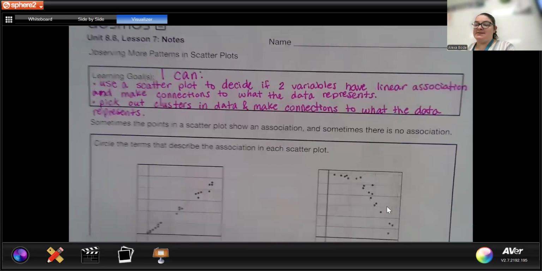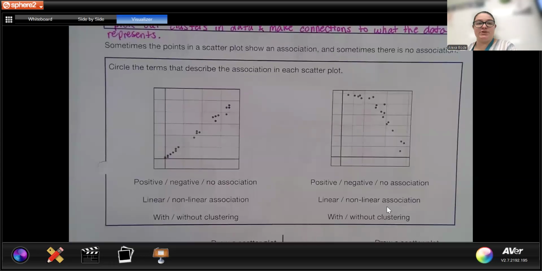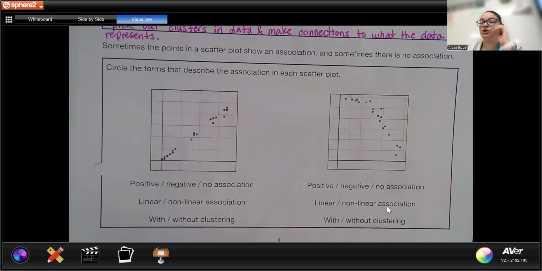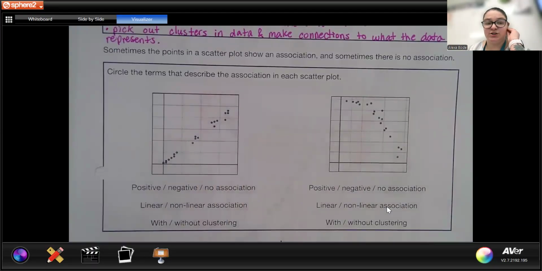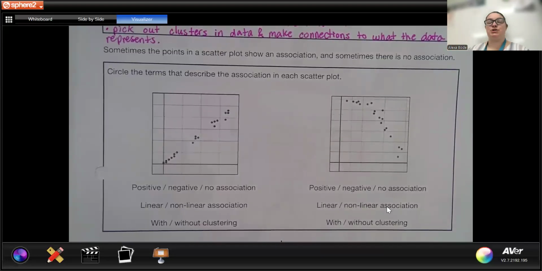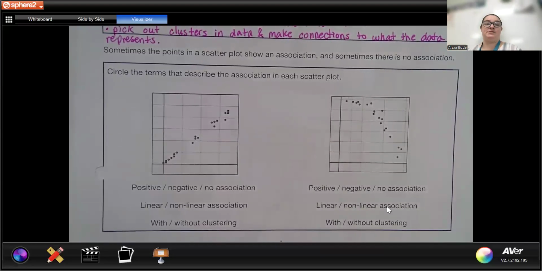So just to practice and review some of the vocabulary terms that we talked about last week, this says circle the terms that describe the association in each scatter plot. So each of these lines here is a different type of association that there could be. So there could be a positive, negative, or no association. There could be linear, nonlinear association, and there could be clustering or no clustering. We could also add a fourth row and say with or without an outlier as well. And tomorrow you guys are going to be doing an activity where you need to know these words and be able to use them to help describe graphs.